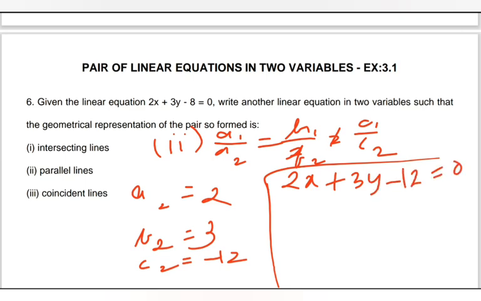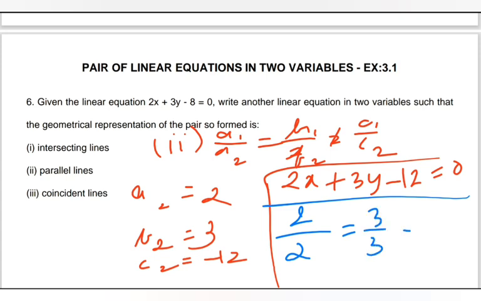So let's try with the condition. So a1 is 2, a2 is also 2, and b1 is 3, b2 is also 3, and c1 is minus 8, c2 is minus 12. So 1 equal to 1 is not equal to 2 by 3. So hence it is satisfied. So we have taken the correct equation. Let's go to the third one, coincident lines.